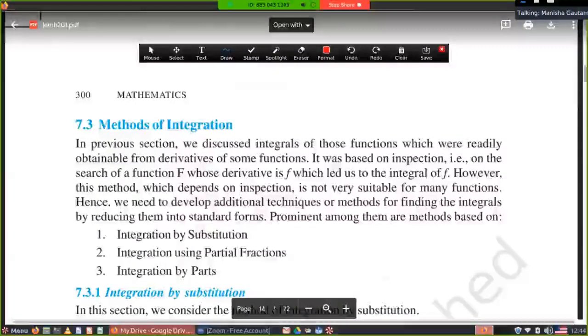In the previous lecture, we discussed exercise 7.1, and today we will discuss a few methods to integrate a function.